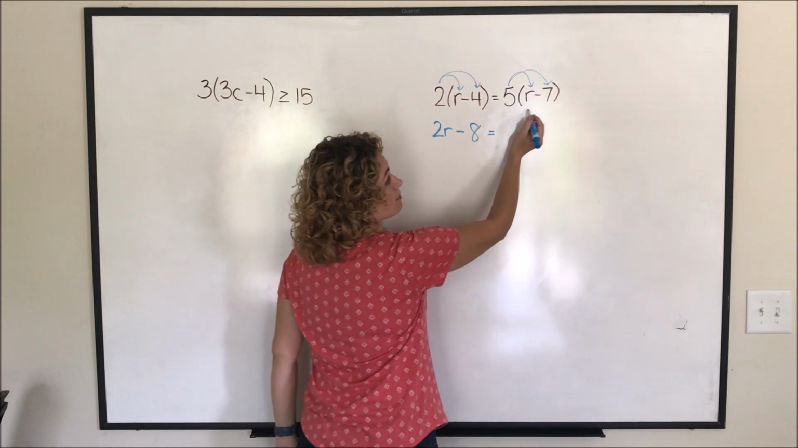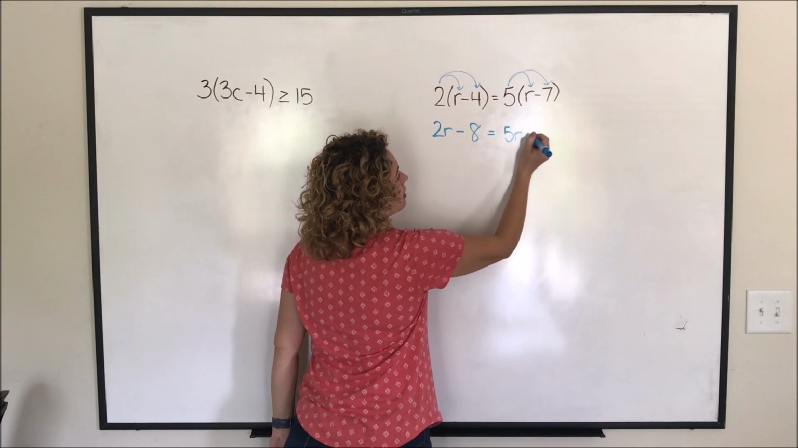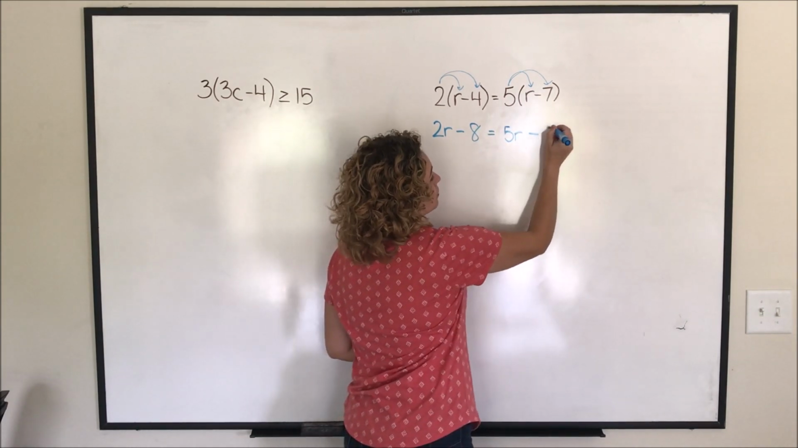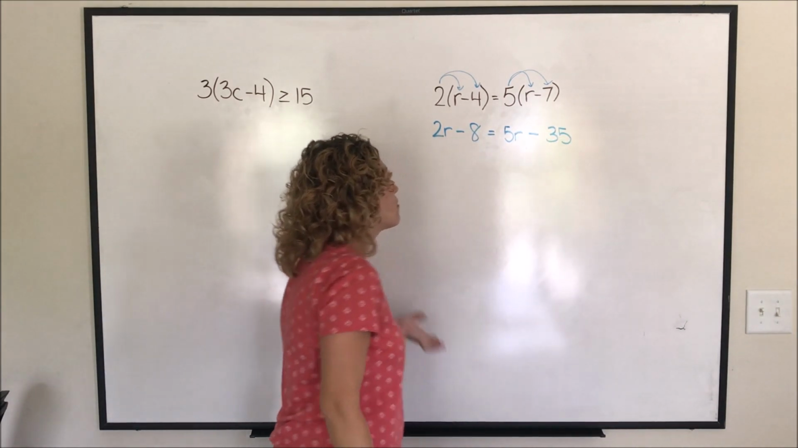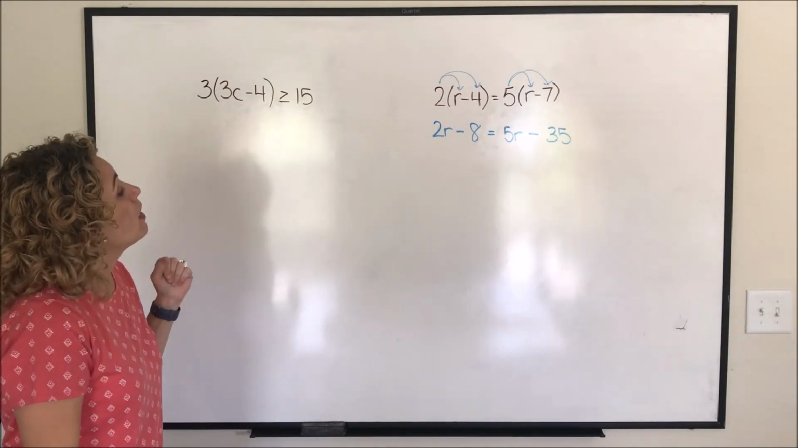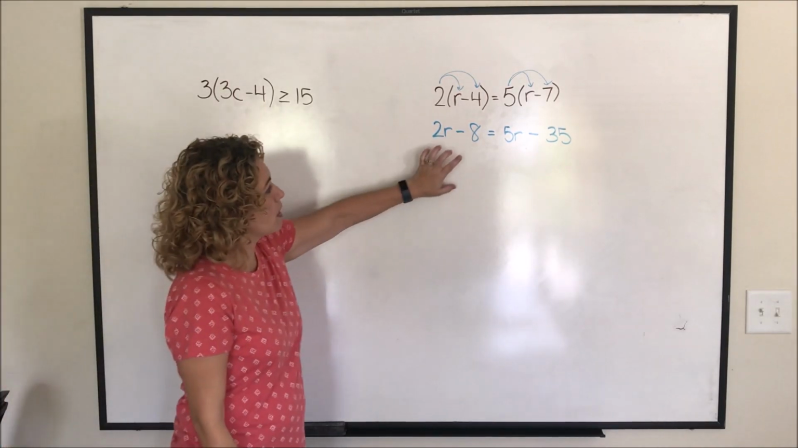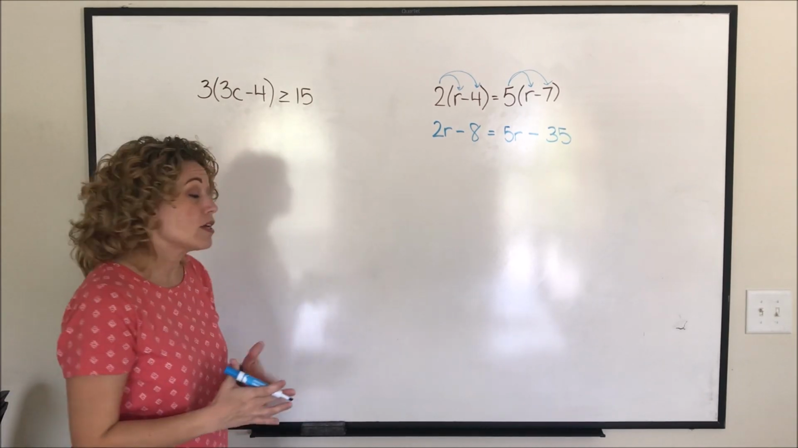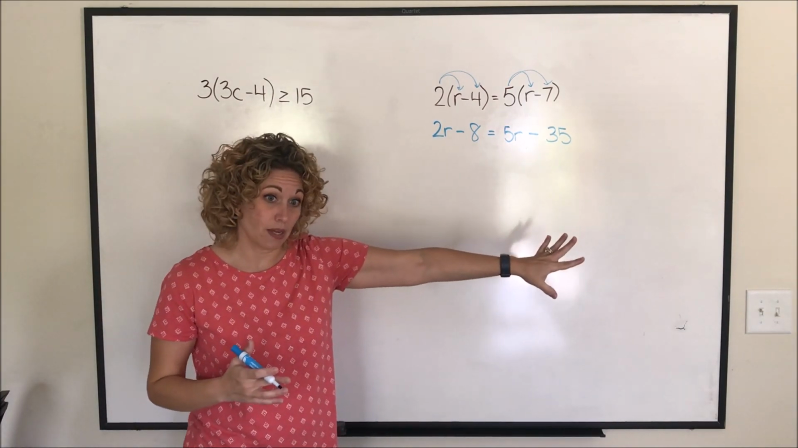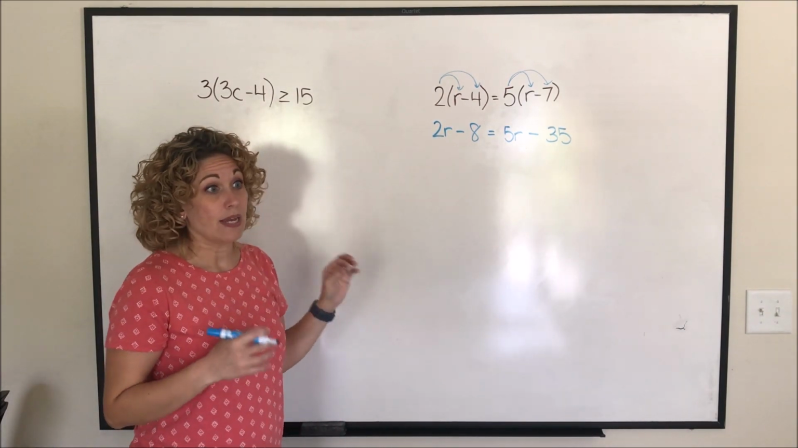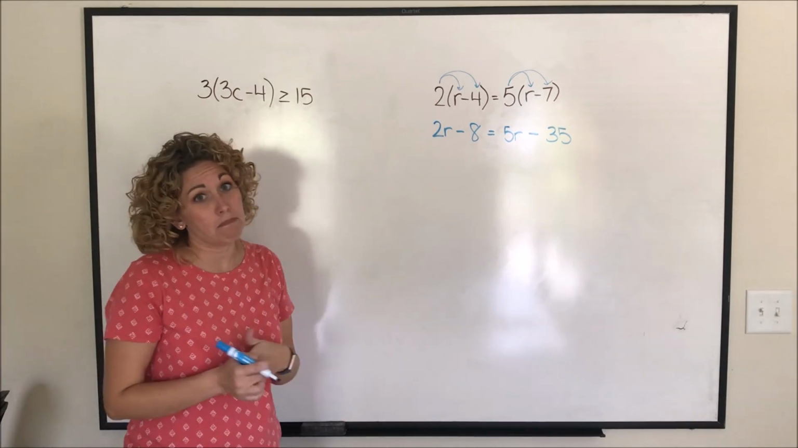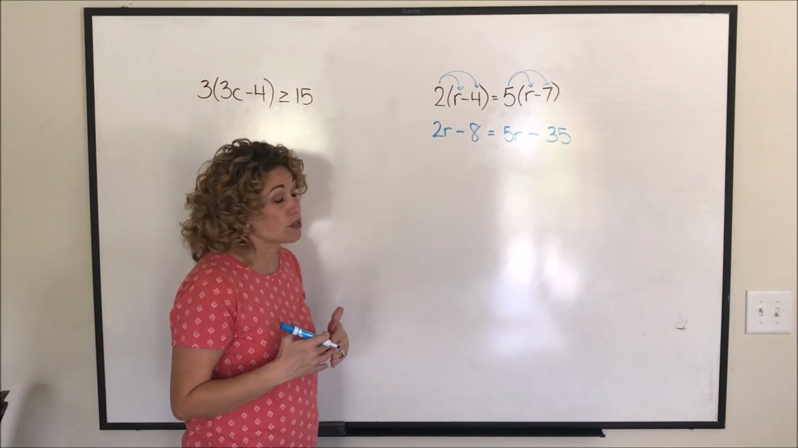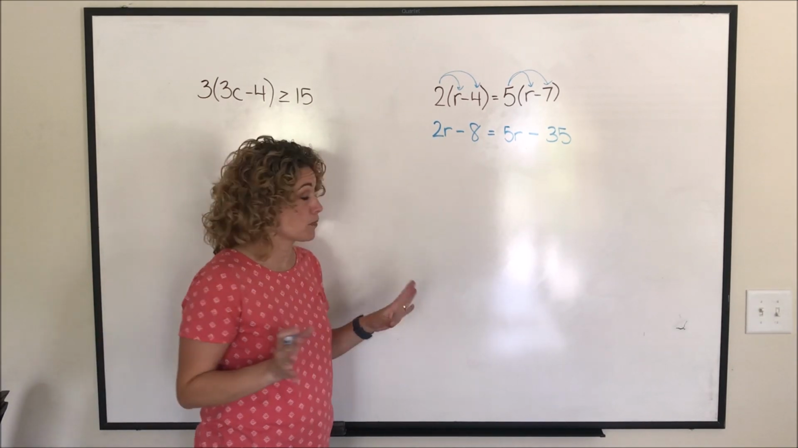The next one is 5 times the r, which is 5r. Keep your sign. And then 5 times the 7, which is 35. So we're back to just a regular problem. Now, we have a slight issue. We have r's, which we're solving for, on both sides of the equation. So what we've got to do is get all the r's to one side and all the numbers to the other. Now, there are many different ways you could do this. They are all correct, as long as you follow the correct procedures.